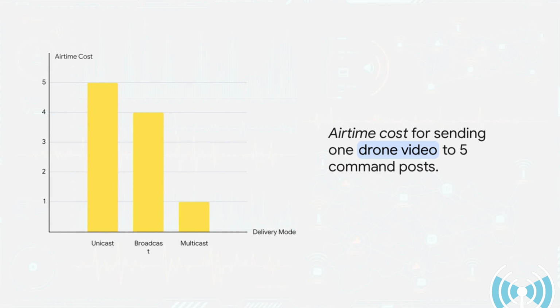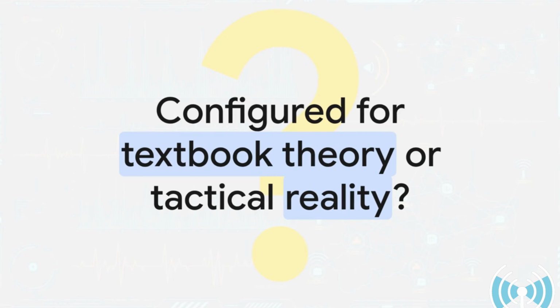If we compare the airtime cost of sending just one drone video feed to 5 command posts, the results are pretty stark. Unicast is the highest cost by far because it forces you to create 5 totally independent streams. Broadcast is super high because it forces every uninterested node to process data they don't even want. Multicast is the lowest and most efficient. But keep in mind the break-even point. Multicast is only worth using when the airtime savings from shared forwarding actually exceed the overhead of maintaining the group and recovering lost packets.